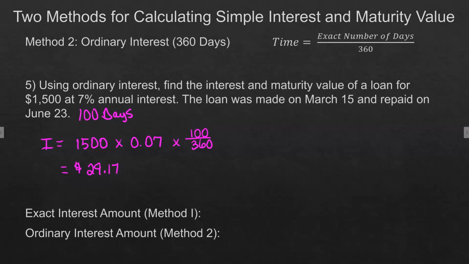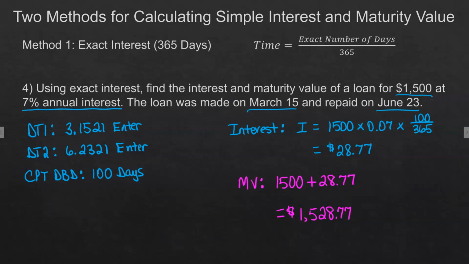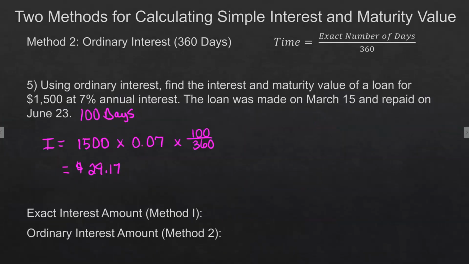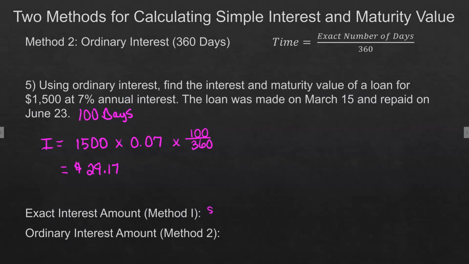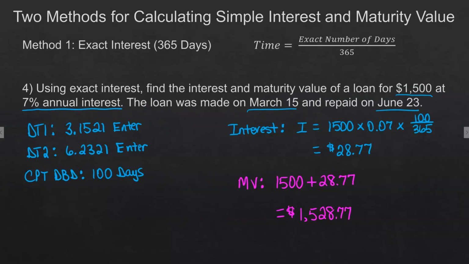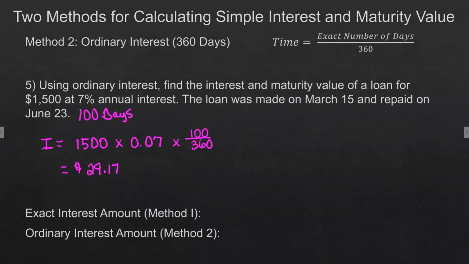29.17. Now, from the previous example, our exact interest was, no, sorry about that. It was 28.77. That was the interest; 1,528.77 was the maturity value. And with this method, it is 29.17. And this all has to do with the fact that it's a smaller fraction if we're dividing by 365, so it makes it a little bit less than when we divide by 360.